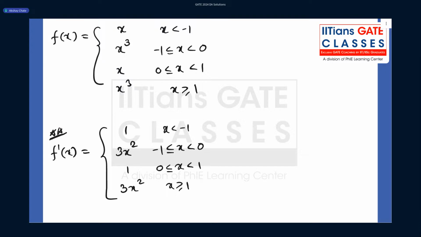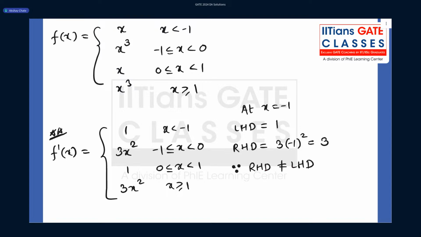Then you can just check at what points this function is not differentiable. Let's say, for example, we check at x equal to -1. What is your left hand derivative? Left hand derivative means you're approaching from the left side, so from -1.5 to -1, let's say. You'll take the left hand derivative as 1 because it's constant there. And what is the right hand derivative? It is 3x square, and x is equal to -1, so this gives you 3. Since the right hand derivative is not equal to the left hand derivative, f of x is not differentiable at x equal to -1.